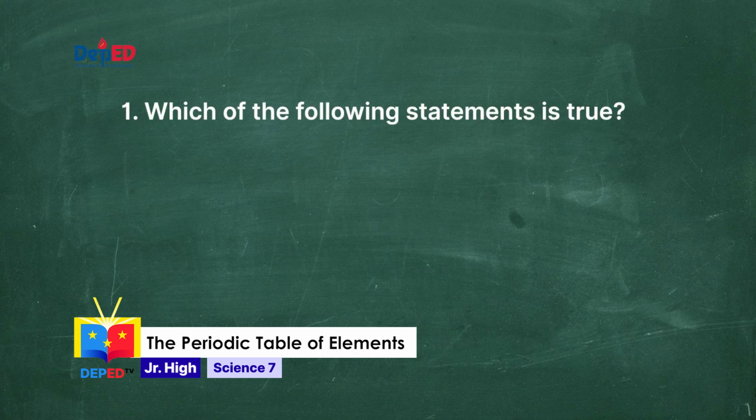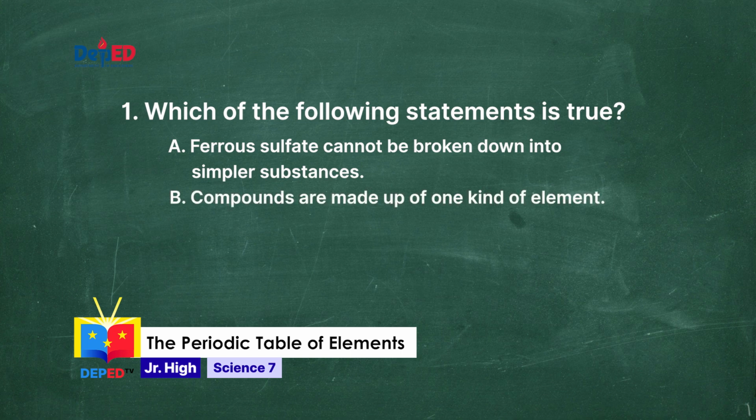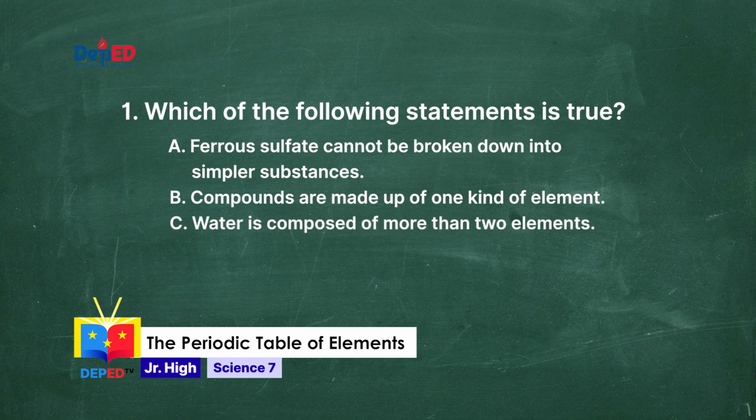Number 1. Which of the following statements is true? A. Ferrosulfate cannot be broken down into simpler substances. B. Compounds are made up of one kind of element. C. Water is composed of more than two elements. D. Compounds are more complex than elements.